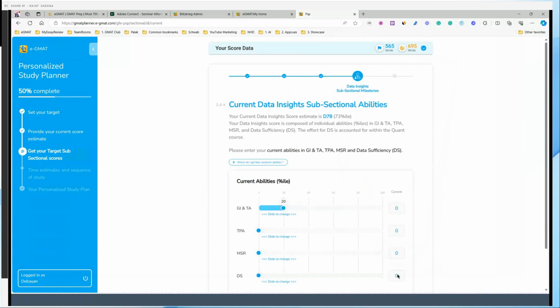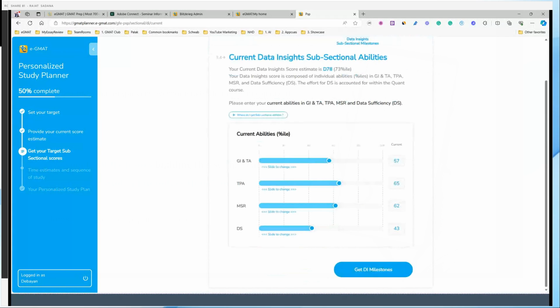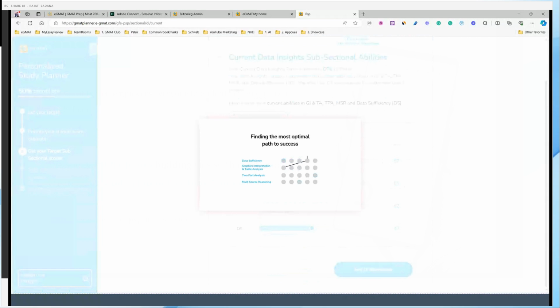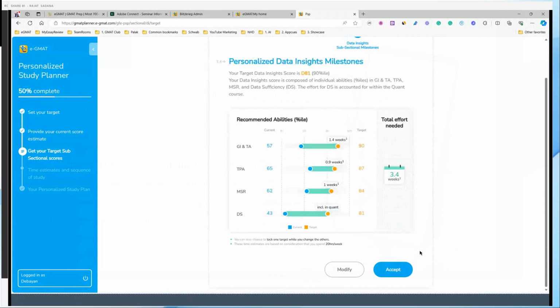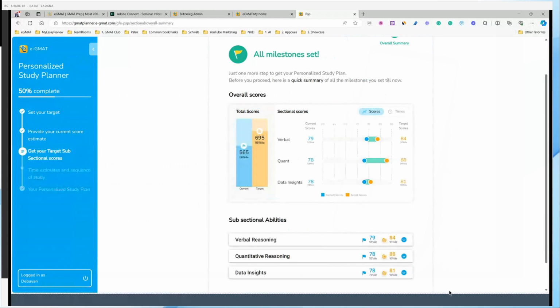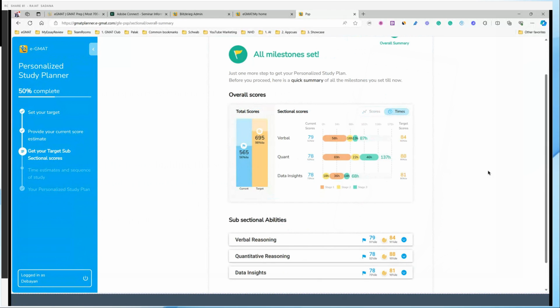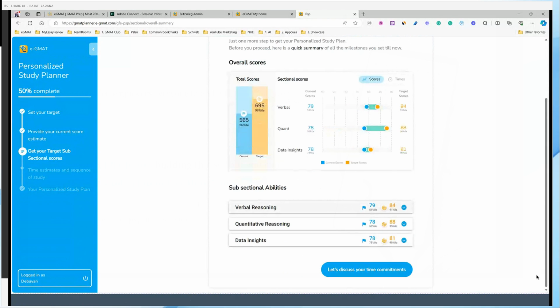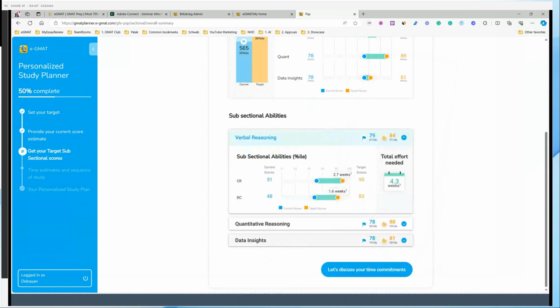Then you put in the same thing over here, put in your starting abilities. So, put in slightly higher here, and then it'll do the DI milestones as well. It'll get you all of that. When I accept that, then based on this, you get the times. You also see the stages where you have to spend this time. You get the scores, and then you get the subsectional abilities.